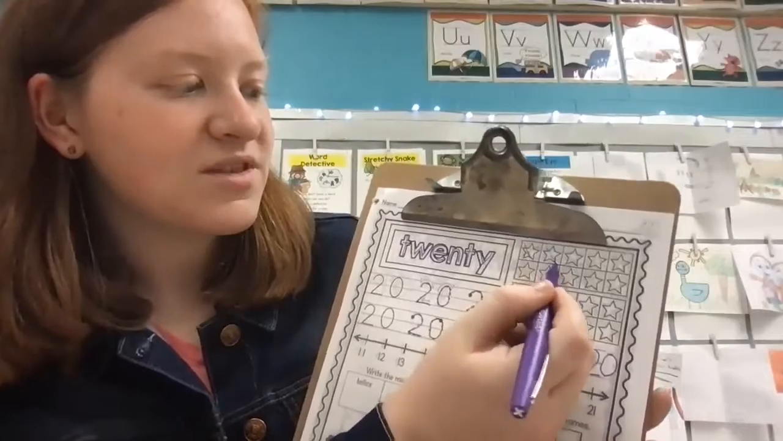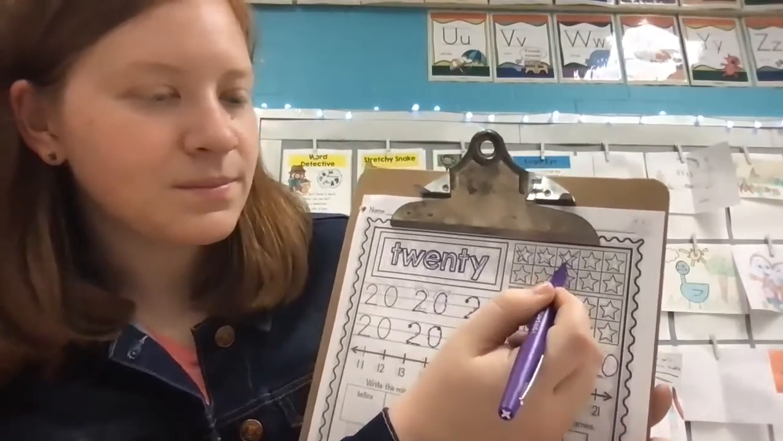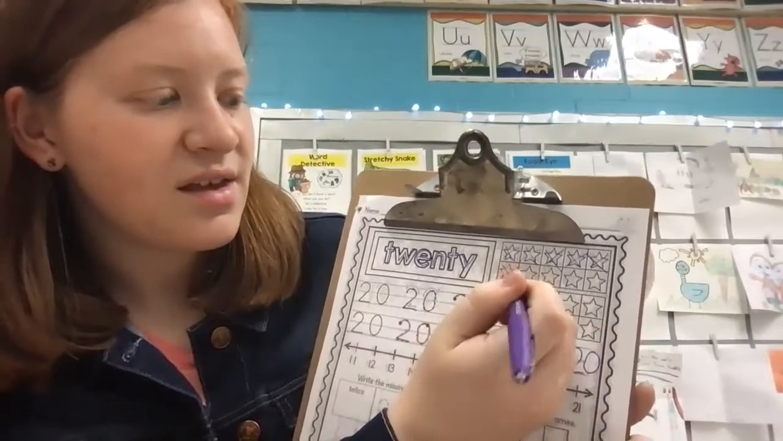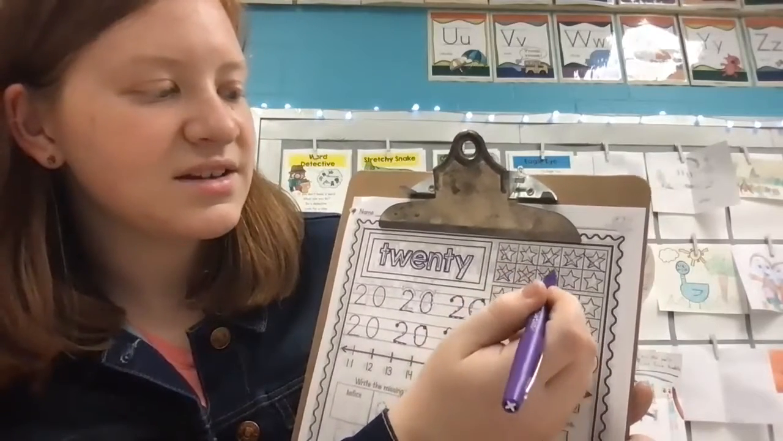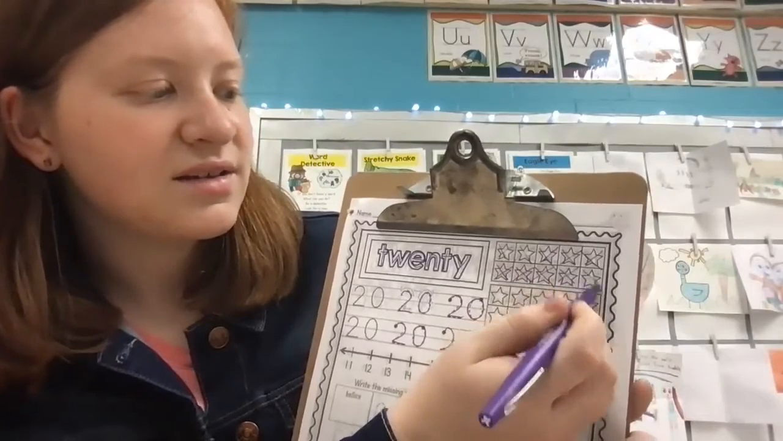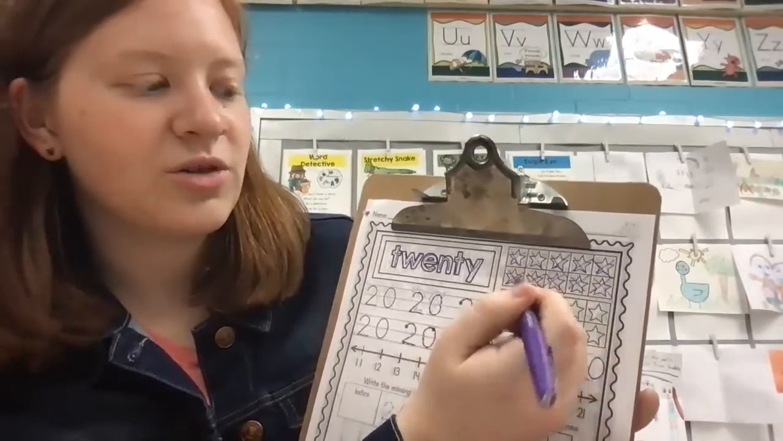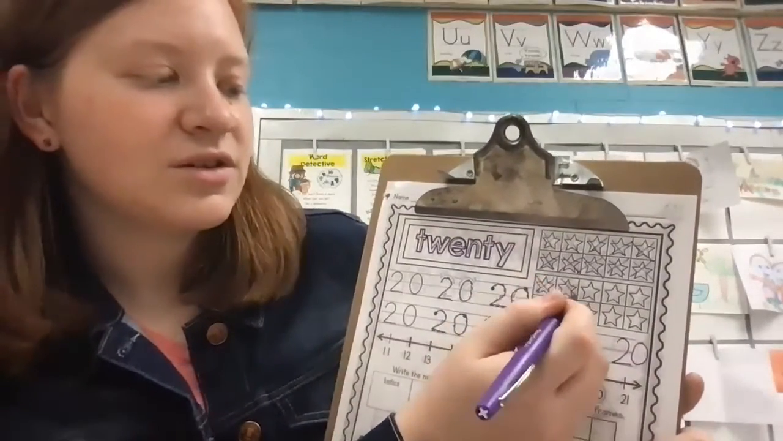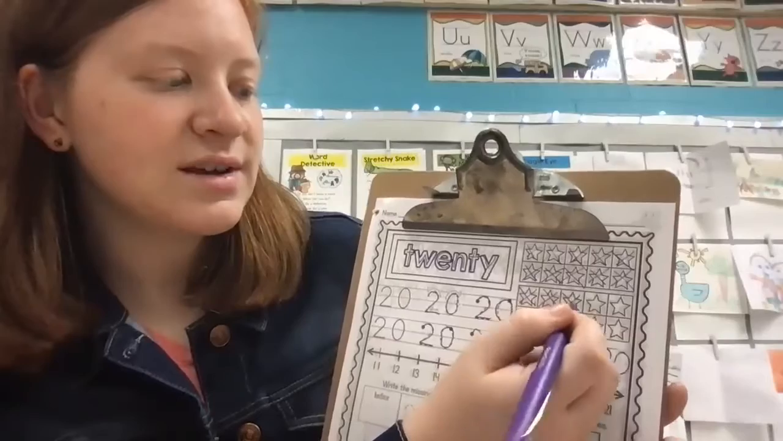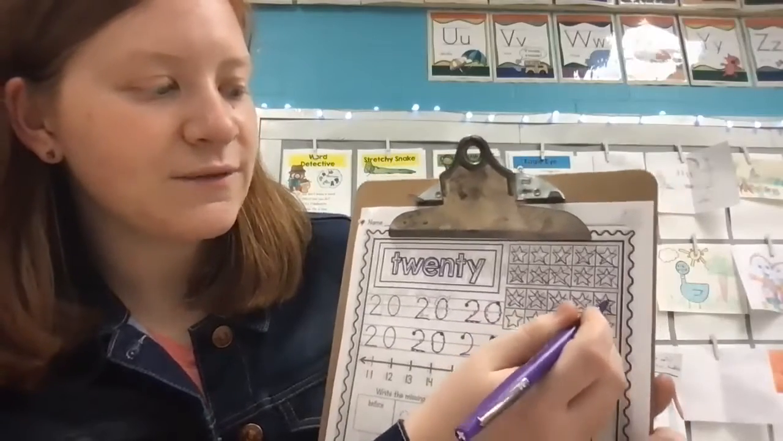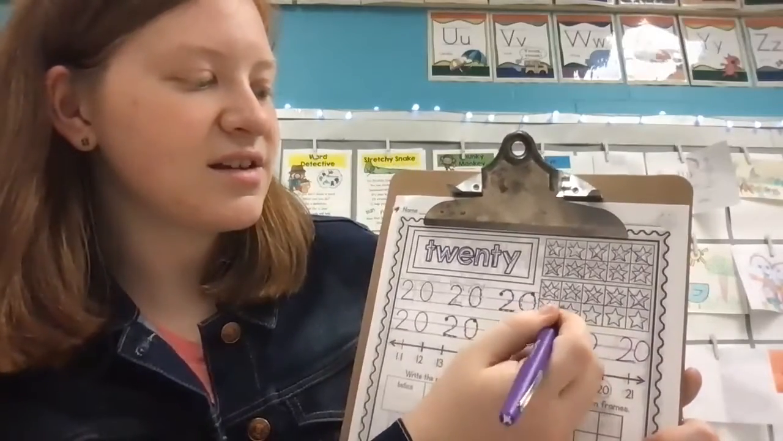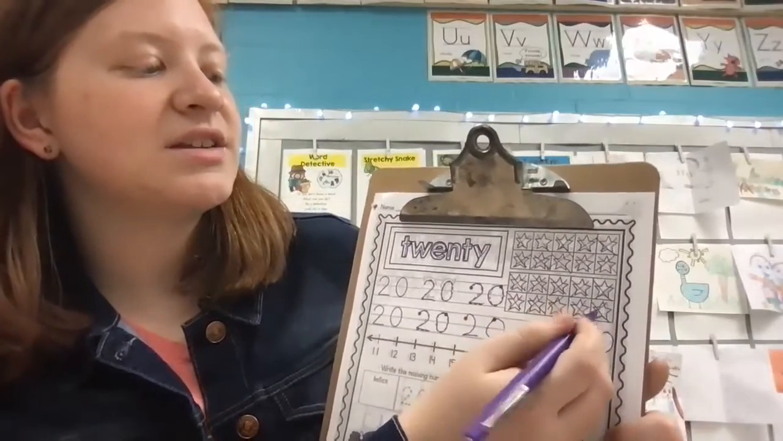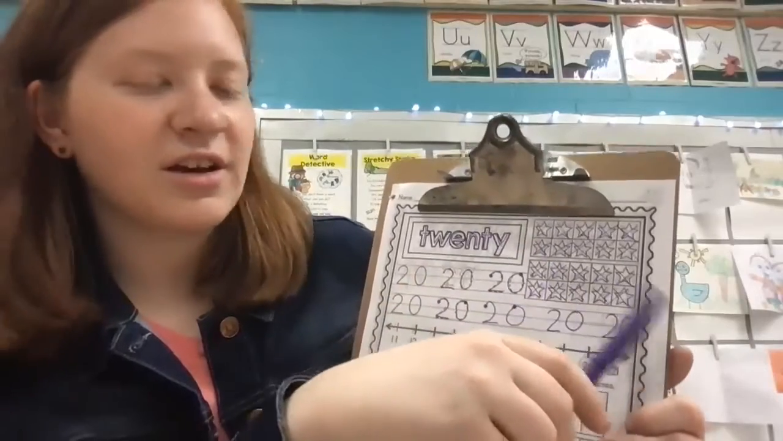1, 2, 3, 4, 5, 6, 7, 8, 9, 10. So that's 1 group of 10. Now we're going to keep on counting. 11, 12, 13, 14, 15, 16, 17, 18, 19, 20. All right, and that is our second group of 10.